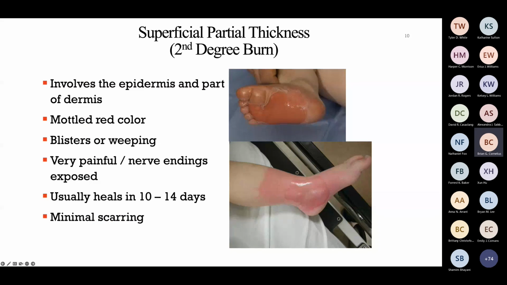Second degree or superficial partial thickness. This is when you've gone through the entire epidermis and part of the dermis.